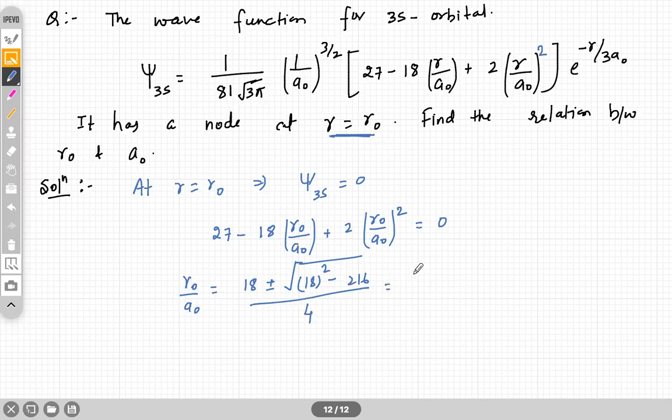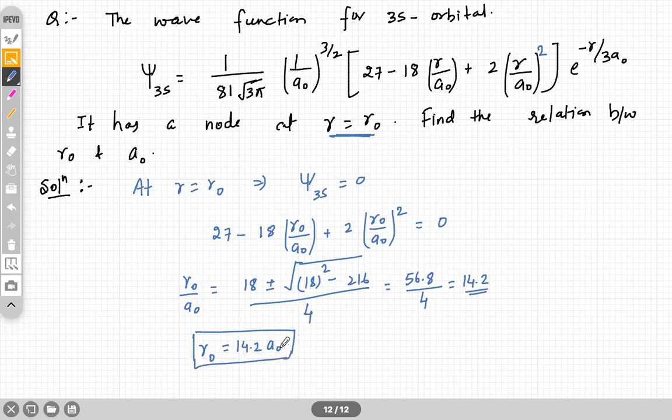Right. Now you can solve this. You'll get the relation of R naught and A naught. You'll get approximately 18 plus 10.4, 28.4 divided by 4. So this divided by 2 we'll get here 56.8. You can solve this, you'll get the answer, and that would be 14.2 approximately. So R naught value is 14.2 A naught. This is the relation we have.